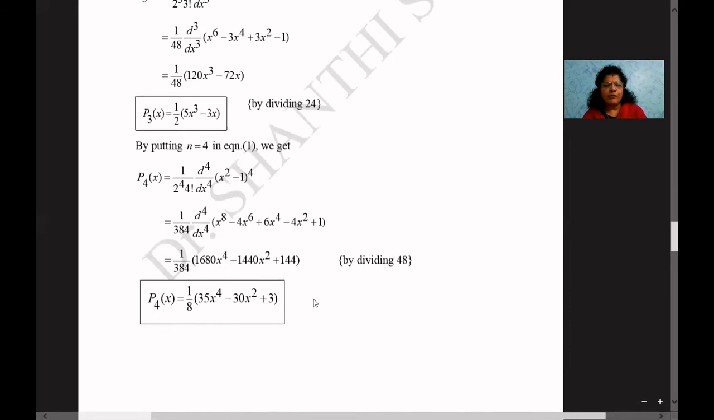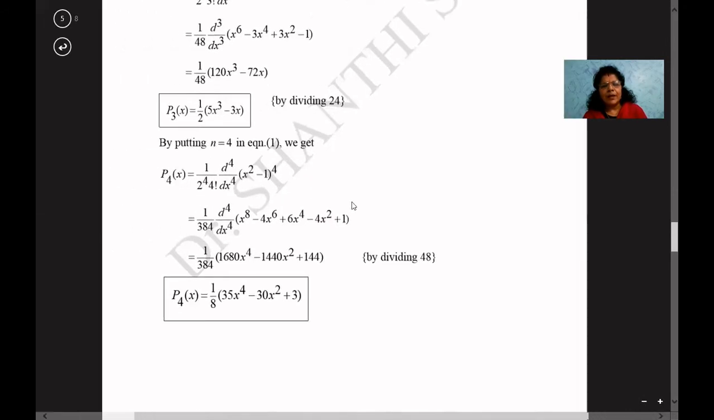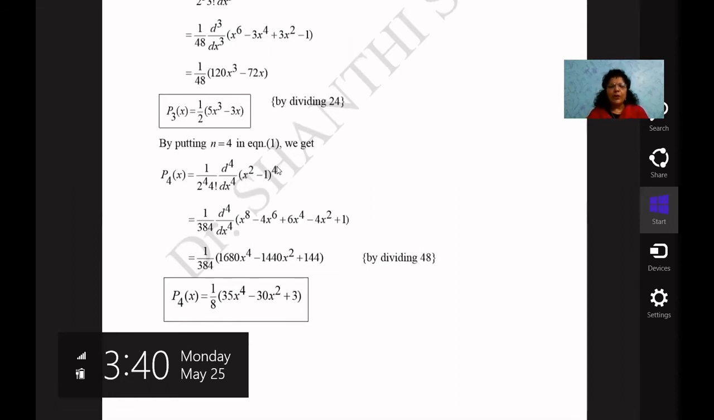1 by 2 power 4, 4 factorial, d power 4 by dx power 4 of (x square minus 1) the whole power 4. Expand it using the formula (a minus b) the whole power 4. If you don't know the formula directly, you can use the formula (a minus b) the whole square, expand it, again (a minus b) the whole square, expand it, multiply both, and you will get the solution as x power 8 minus 4x power 6 plus 6x power 4 minus 4x square plus 1.